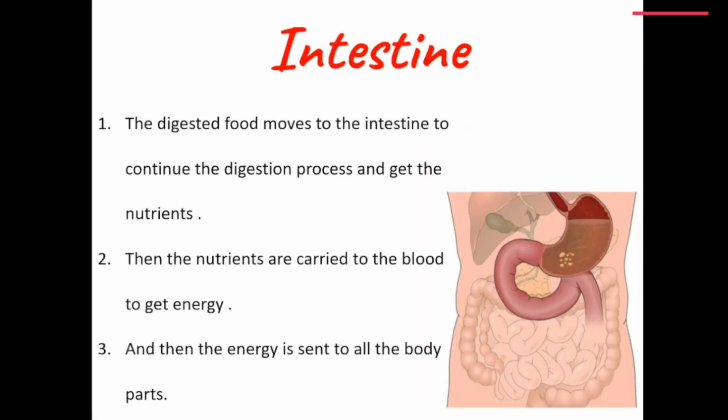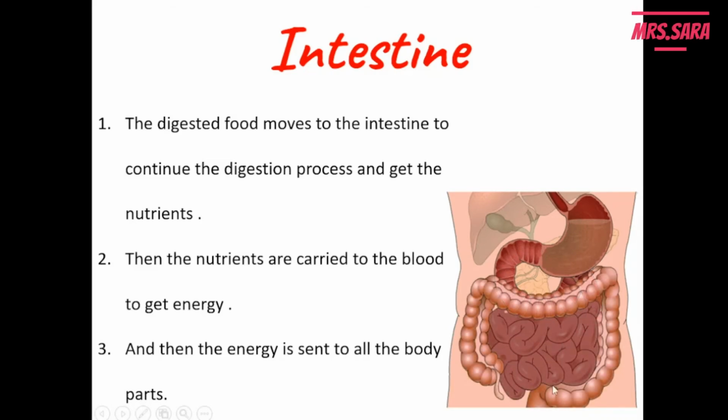So the last step of the digestion process happens in the intestine. How? As you can see, the digested food moves from the stomach to the intestine. This is the intestine. All of this is intestine. So the digested food moves to the intestine to continue the digestion process and get the nutrients. So the nutrients are the last form of the digested food that the body uses.